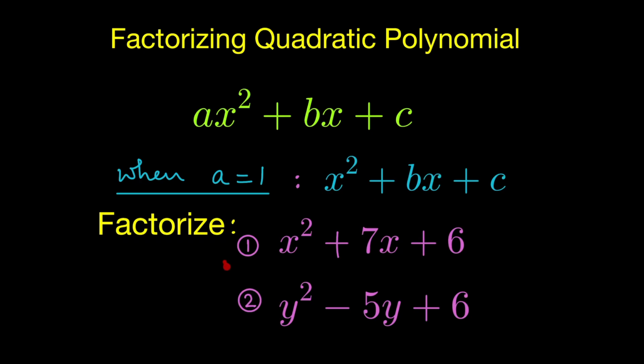We'll take two questions in this. First is x square plus 7x plus 6. In this we can see that b value is 7 and c value is 6. In the second question, now it is the variable y. So the variable can be different also. Again the coefficient of the quadratic term is 1, so a equals 1, and the coefficient of y is minus 5. So b value is minus 5 and c is 6.